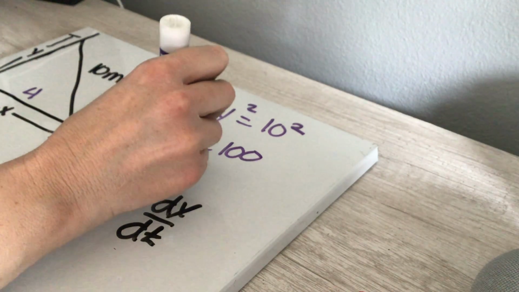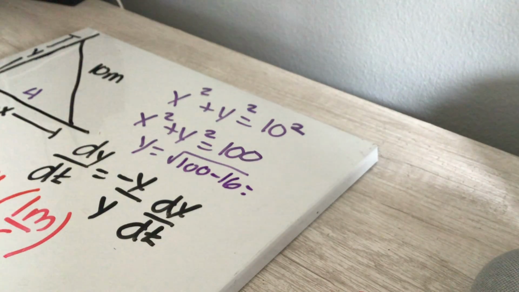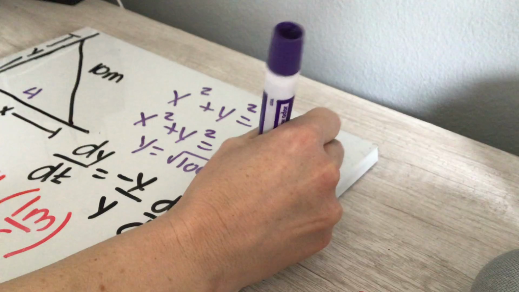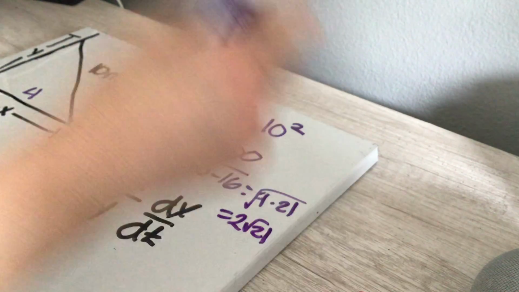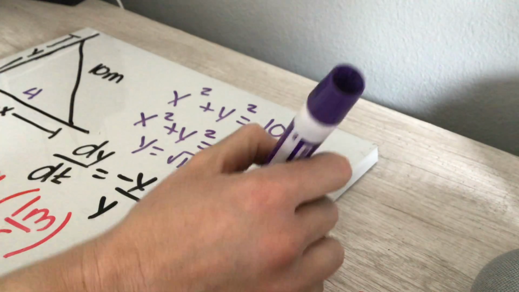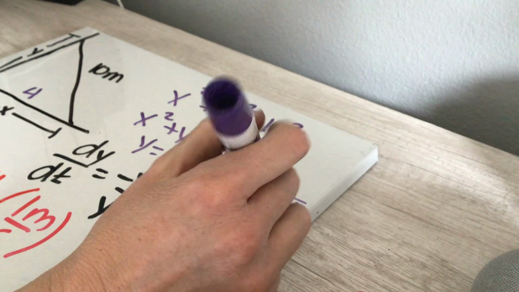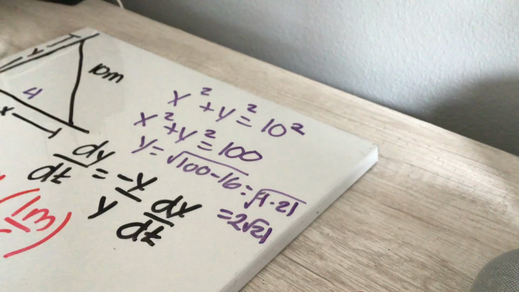So y equals the square root of 100 minus 16. 100 minus 16 is 84, which is 4 times 21. So that's 2 times the square root of 21. Right? We're looking for exact answers. So y is 2 times the square root of 21. It's not negative even though we took the square root because it's a height. So then we're going to let that go in for our y value.